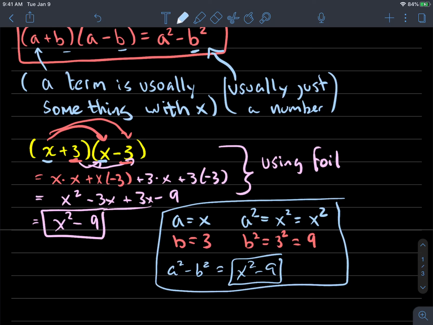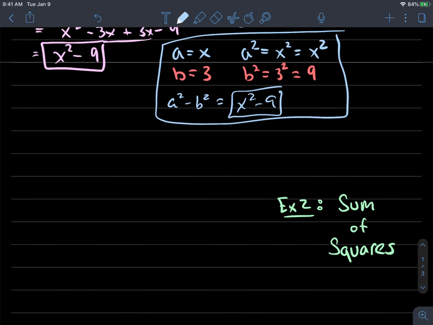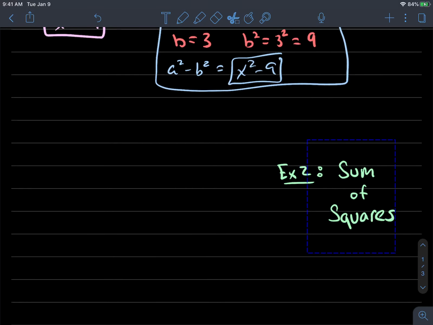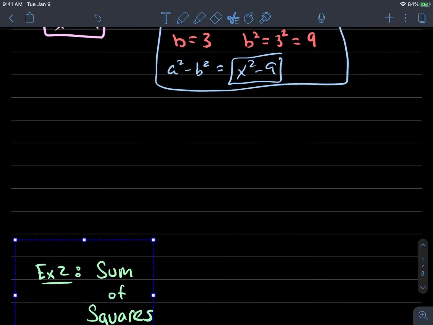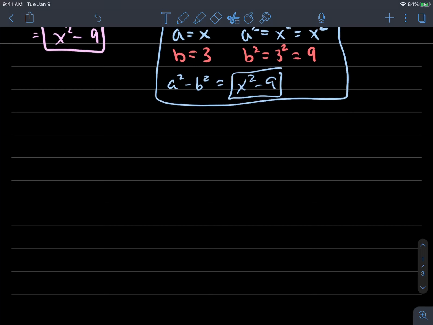Okay, so we're going to go over one more example before we go to sum of squares, and then we're going to be done. So another example here. Let me just move this sum of squares a little bit further down. All right, I think that's enough. We're going to do another example up here.